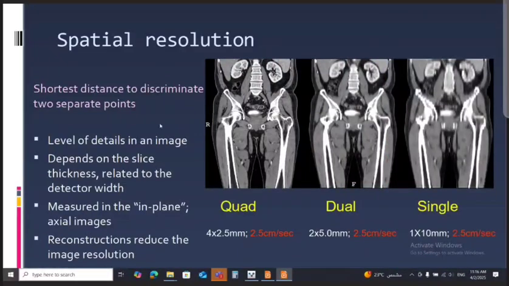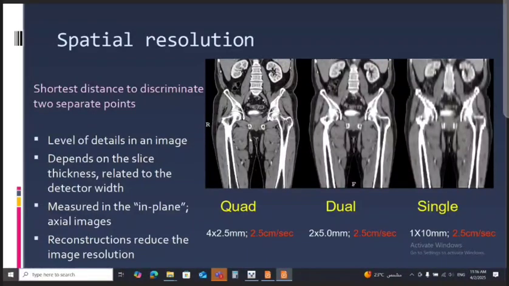Spatial resolution, by definition, is the shortest distance to discriminate between two separate points. It denotes the level of details in an image and depends on the slice thickness, which is related to the detector width. The spatial resolution is usually measured in the in-plane, which is the axial plane, as it is usually reduced slightly with the reconstructions.